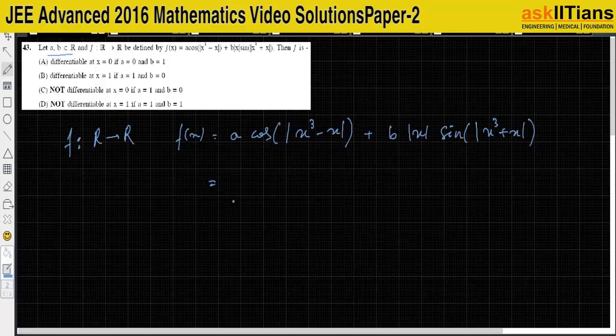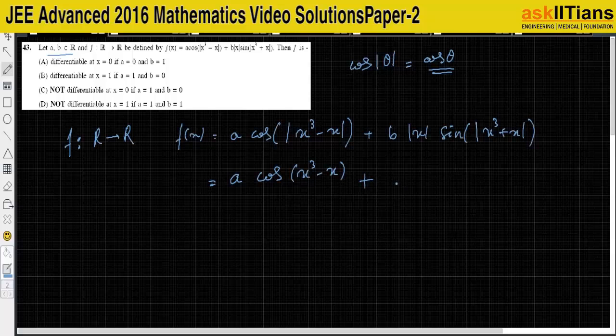But if I manipulate this a little bit, this is cos of mod of something. Suppose this is theta, so cos of mod theta will always be cos theta. Why? Because whether this mod opens with a plus sign or with a minus sign, cos of theta and cos of minus theta are both the same. So this mod I can simply remove. So this is nothing but simply cos of x cube minus x. The mod will just go away.